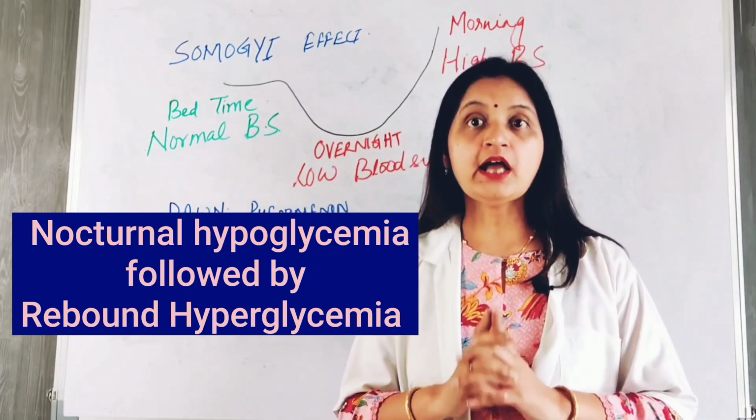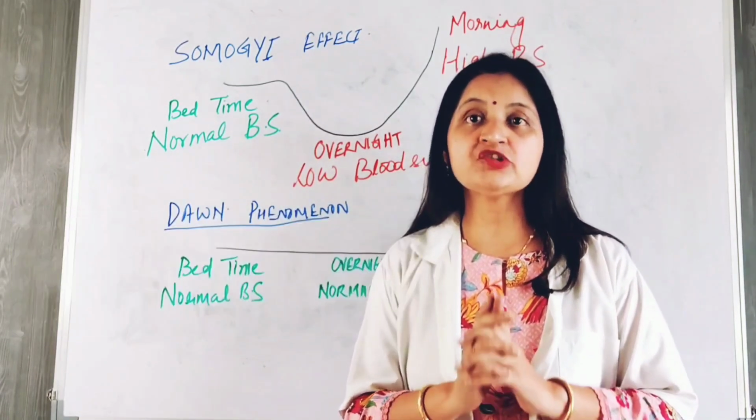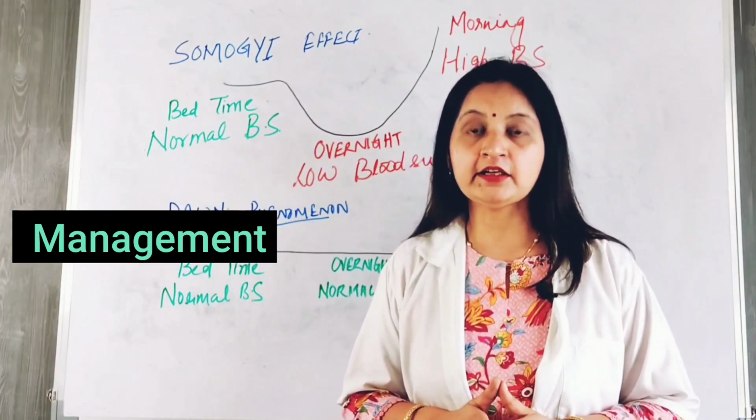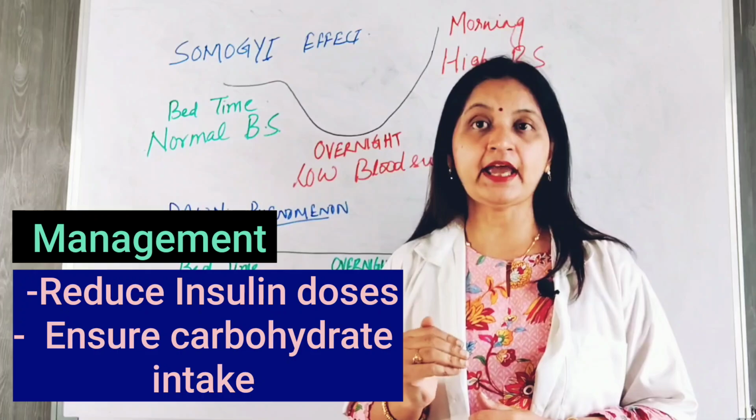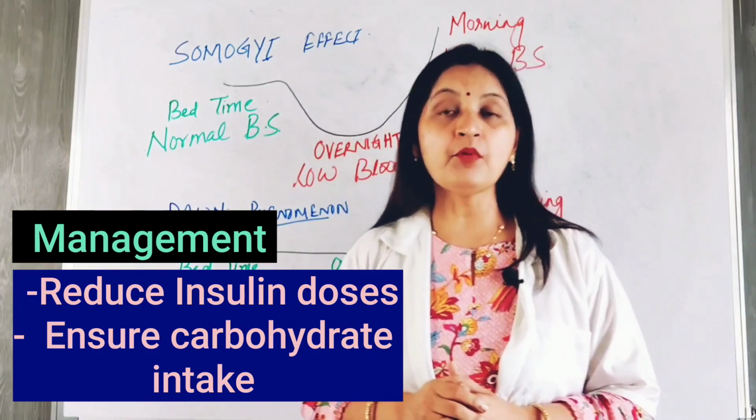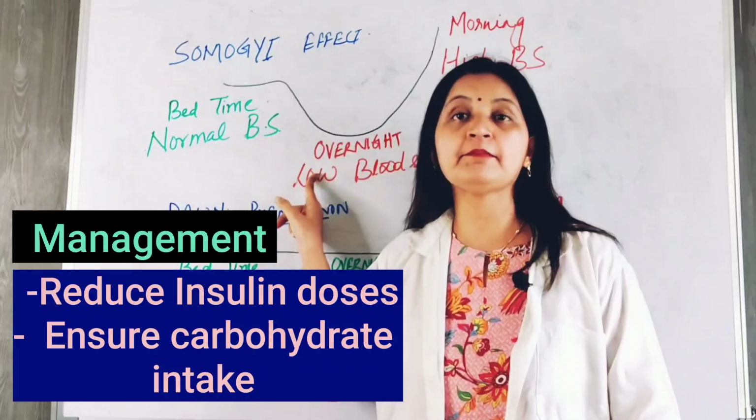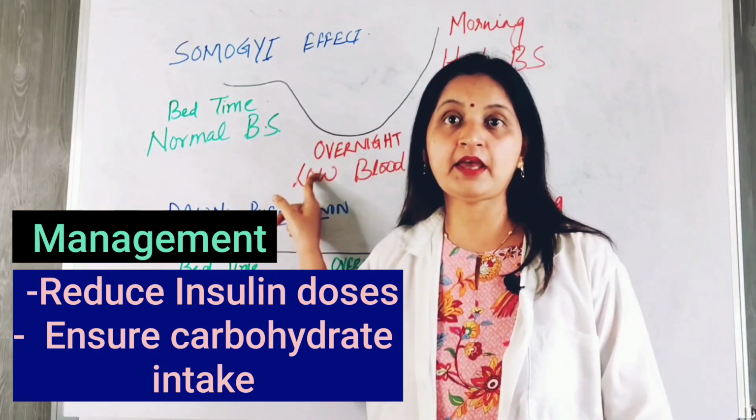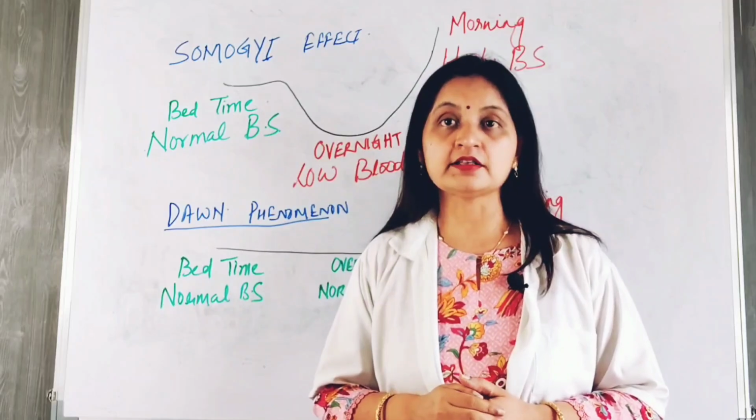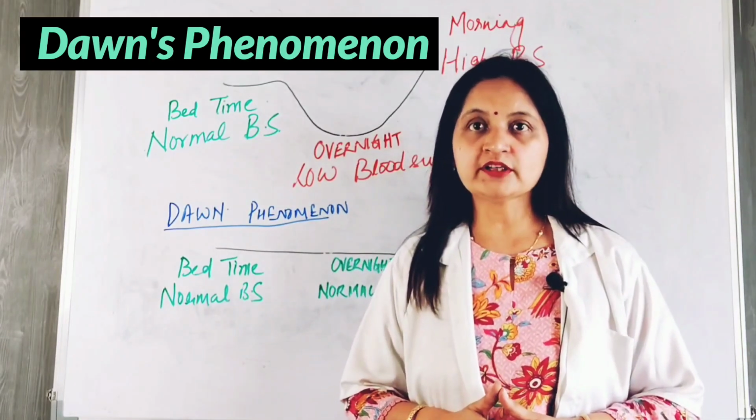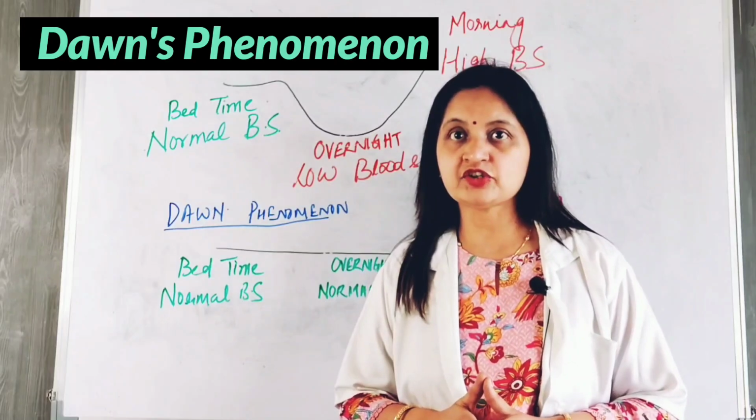Now that you know the underlying mechanism and the causes of this effect, how do you manage a case of Somogyi effect? This can be managed by reducing the insulin doses at bedtime and ensuring adequate carbohydrate intake at bedtime so as to prevent hypoglycemia and rebound hyperglycemia in the morning, leading to high blood glucose levels in the morning hours. Let us now see what is Dawn's phenomenon, the underlying mechanism, causes and management strategies.